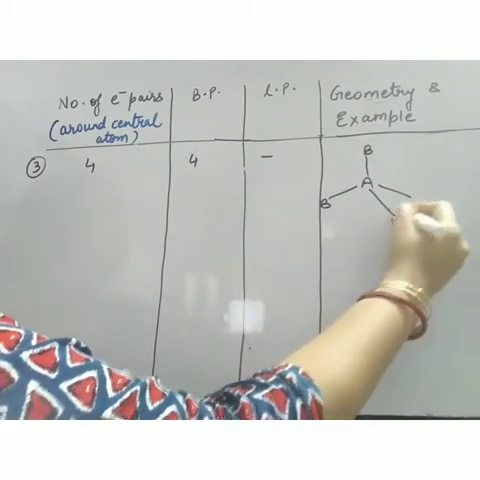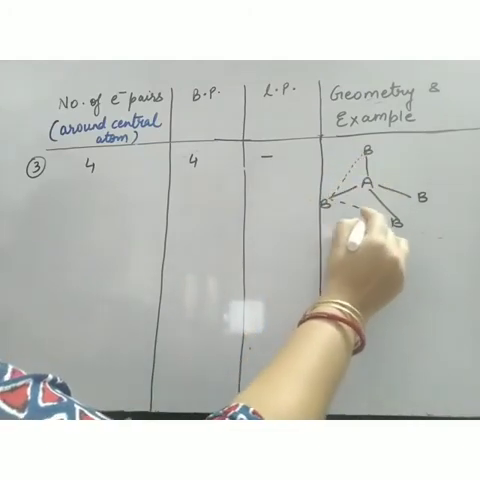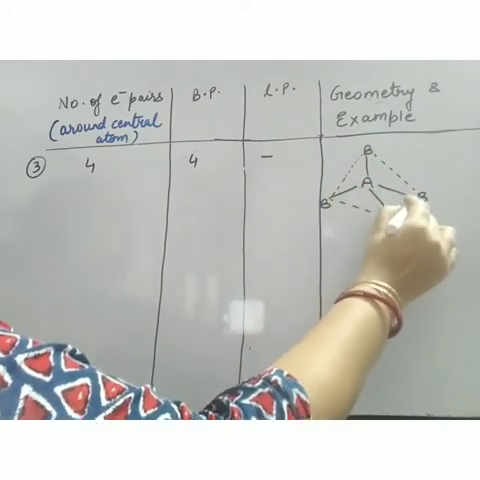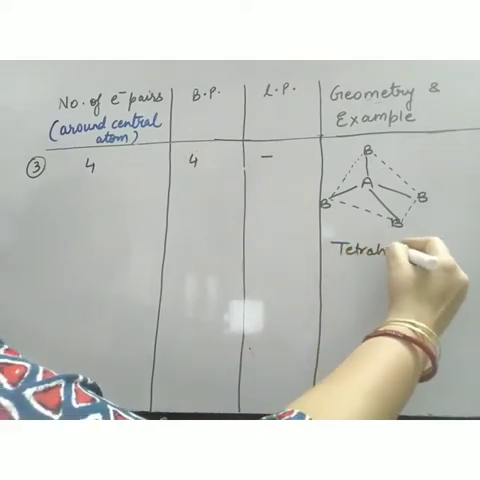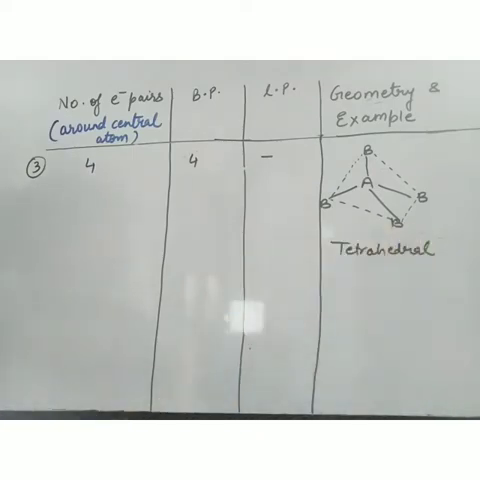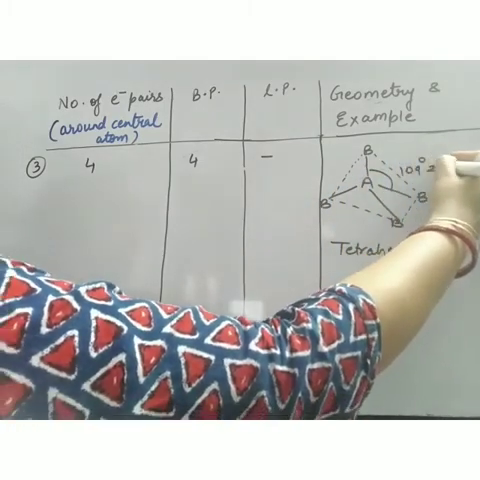4 bond pairs are there. Now I will join them so as to give the shape or the geometry to the molecule. Now this shape or geometry is tetrahedral. And the bond angle here is 109 degree 28 minutes.